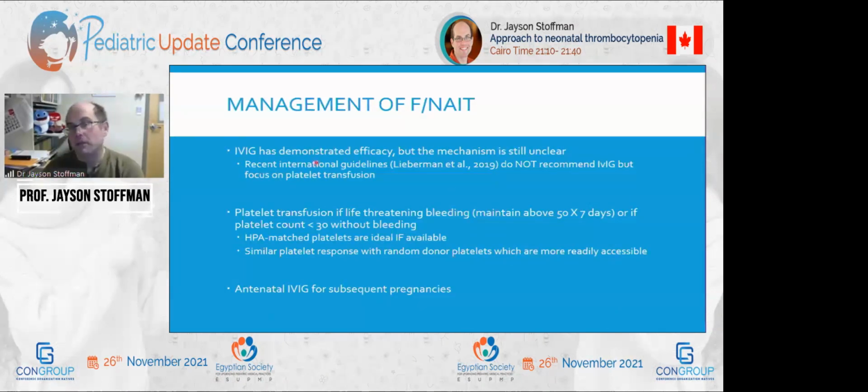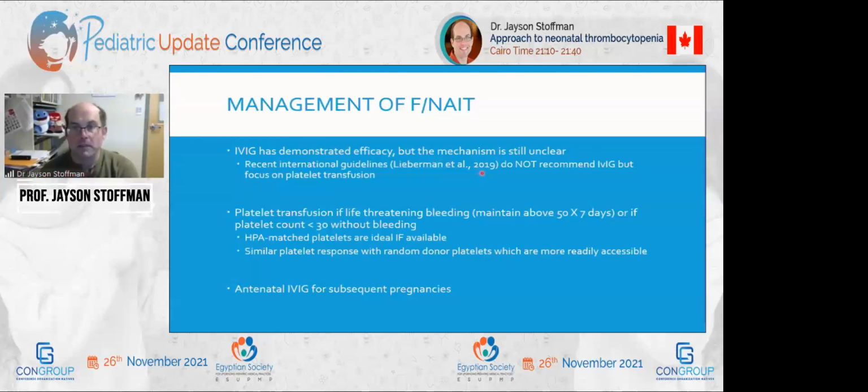It's an interesting thing as I was preparing for this. We all use IVIG. We all talk about IVIG. We know for NAIT and for ITP, the mechanism of IVIG is unclear. There's some theory, the prevailing theory is that it basically occupies the reticuloendothelial system so that it ignores the antibody-coated platelets. The most recent guidelines, 2019, there were some international guidelines on the management of fetal and neonatal alloimmune thrombocytopenia.